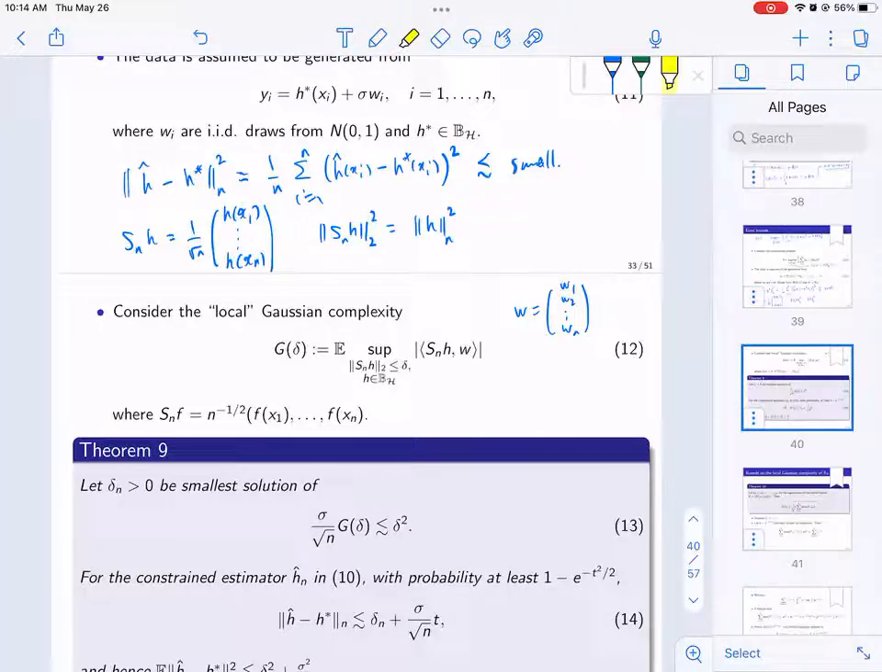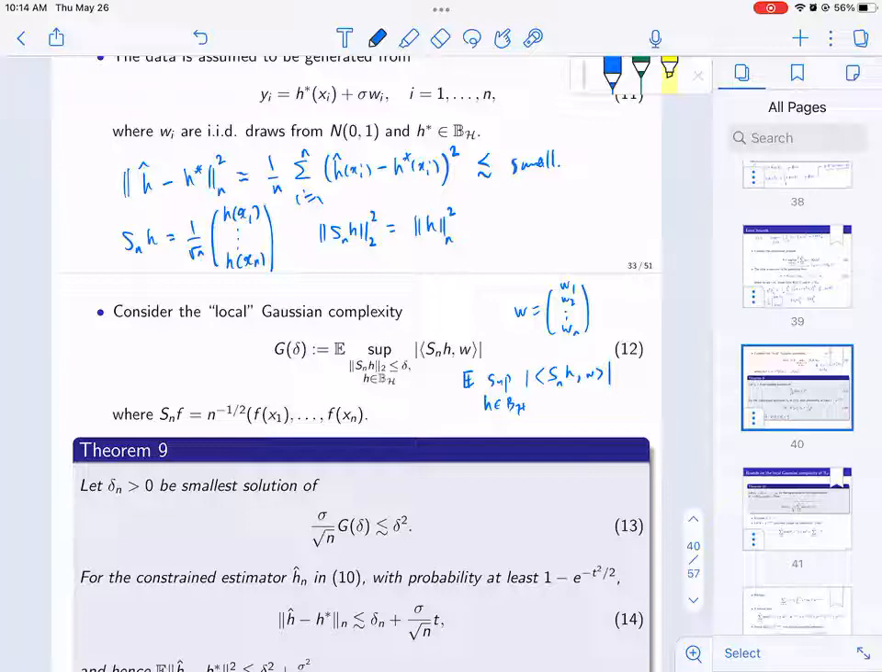So it's local because you could have worked with just the supremum. This just translates things to the finite dimensional domain. I could have worked with this. That would be basically a Gaussian width or Gaussian complexity of the Hilbert ball. But I'm also assuming that I'm in the neighborhood, the L2 neighborhood of radius delta. That's where interesting things happen. And for this reason, it's called the local Gaussian complexity.